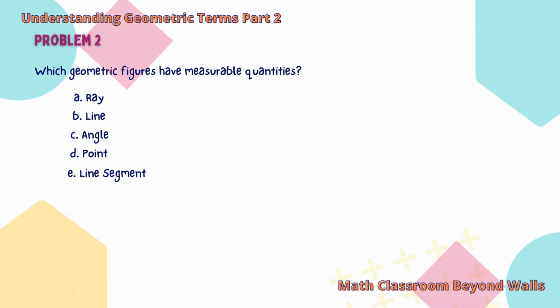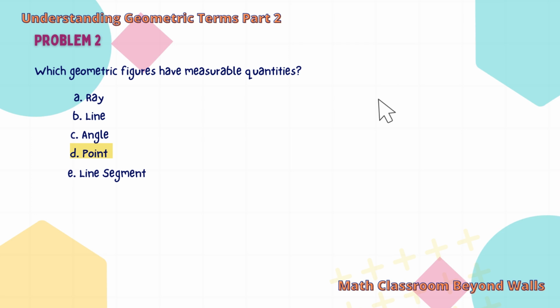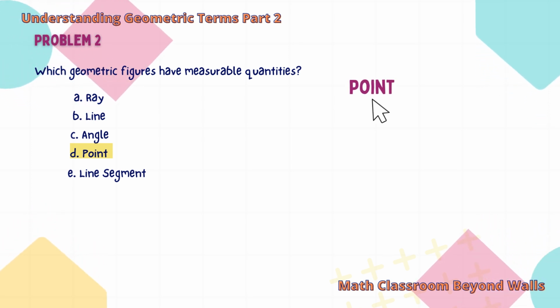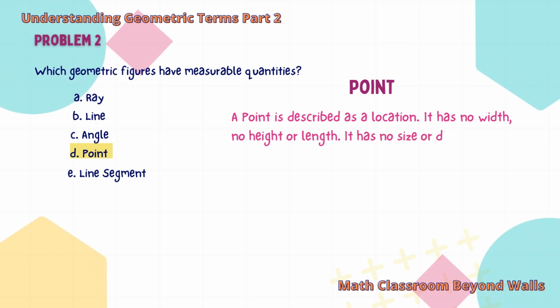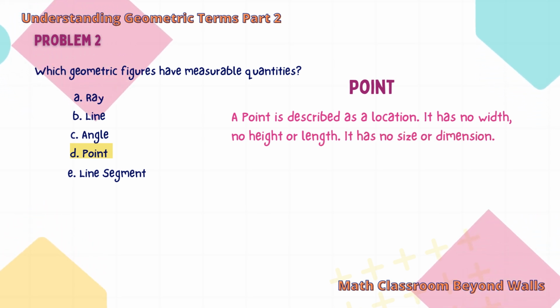Let us go to option D, point. What do you think, learners? Can we measure a point? You are right. A point is described as a location. So it is dimensionless. It is not measurable.